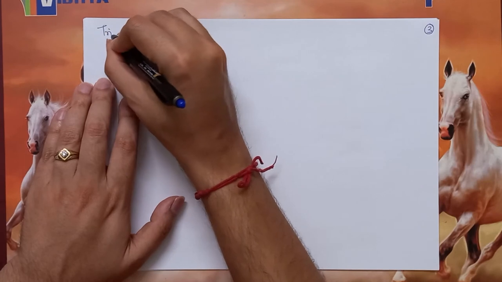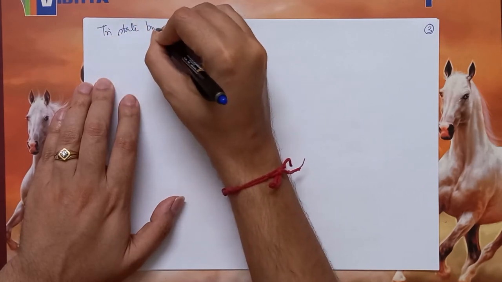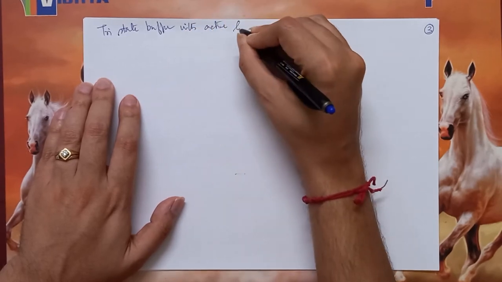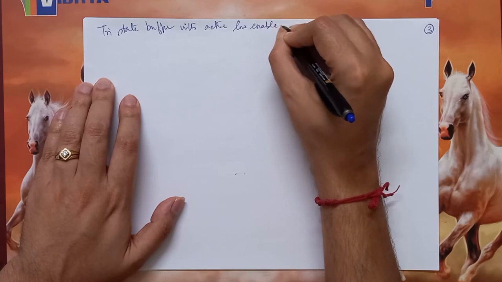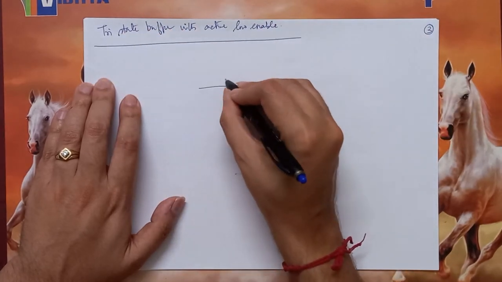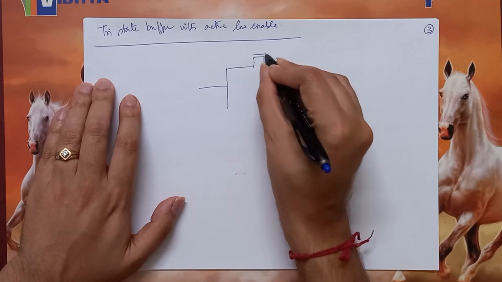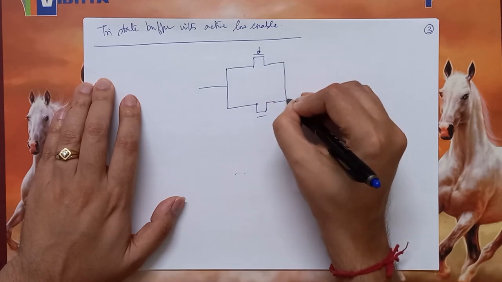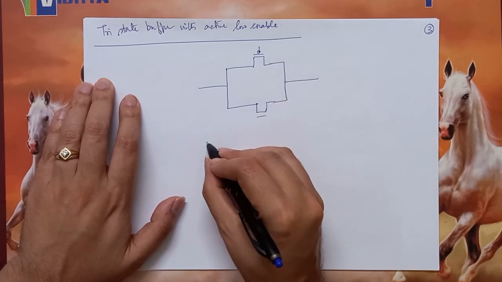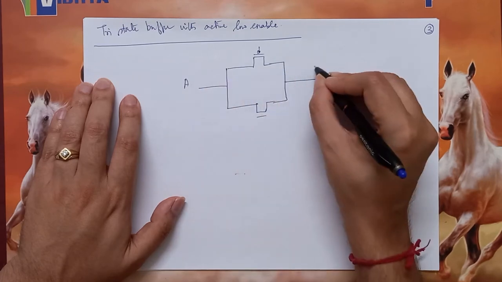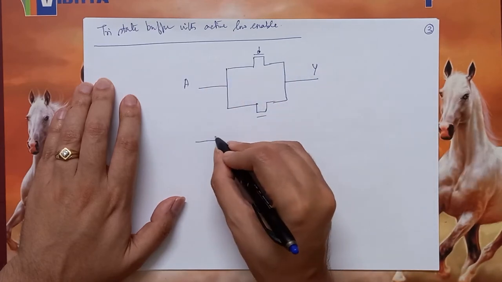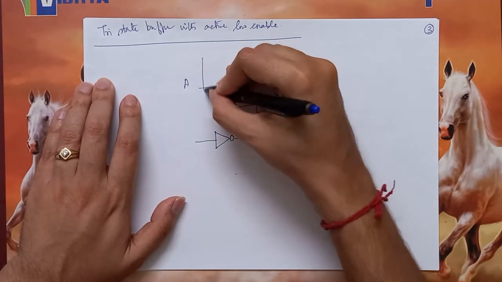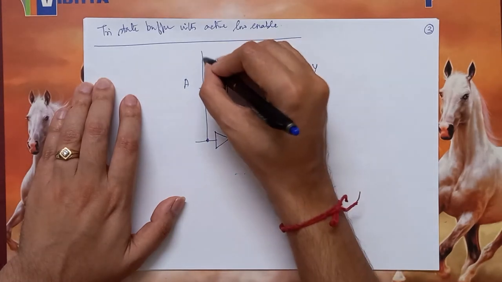So again, a tri-state buffer with active low enable. So again, you have the PMOS over here, the NMOS over here, now however, this A and Y being unchanged, the enable input now goes to the NMOS through a NOT gate, and to the PMOS it goes unchanged.